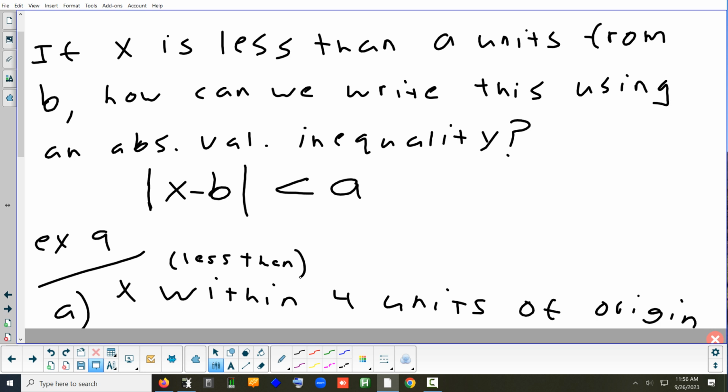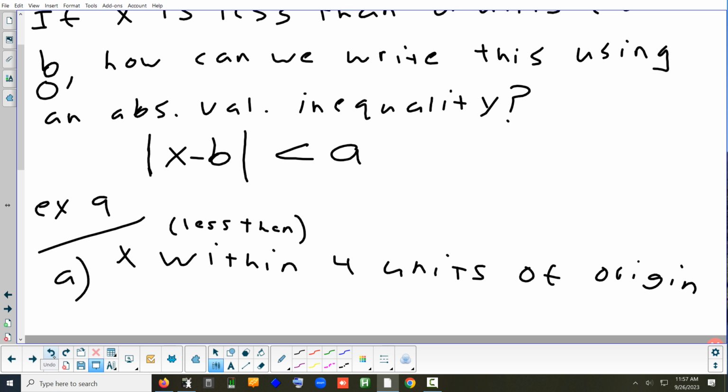X is less than or within 4 units of the origin. So let me write up above what number would go where. So x is less than or within 4 units from, well, from the origin. So what number is that? 0. So in this case, you're just filling that inequality in where a is 4 and b is 0. And when you write that down, it represents that sentence as an inequality.